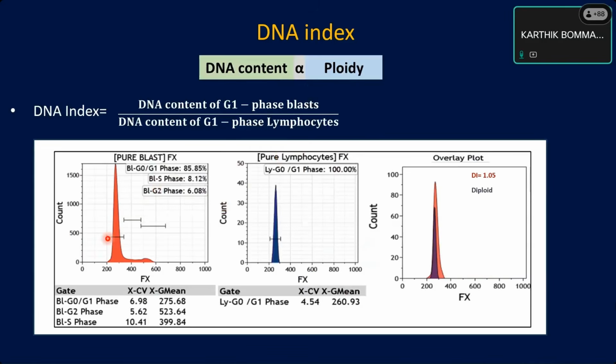You identify the DNA content of the G1 phase of your blast, which is determined by the geometric mean MFI. This geometric mean MFI identifies the intensity, equivalent to the amount of dye present. So G1 phase DNA content divided by G1 phase of a lymphocyte DNA content: it is 275 divided by 260. The ratio is almost 1, this 1:1, right? So it is diploid. 46 chromosomes in both. So the index is 1.05.